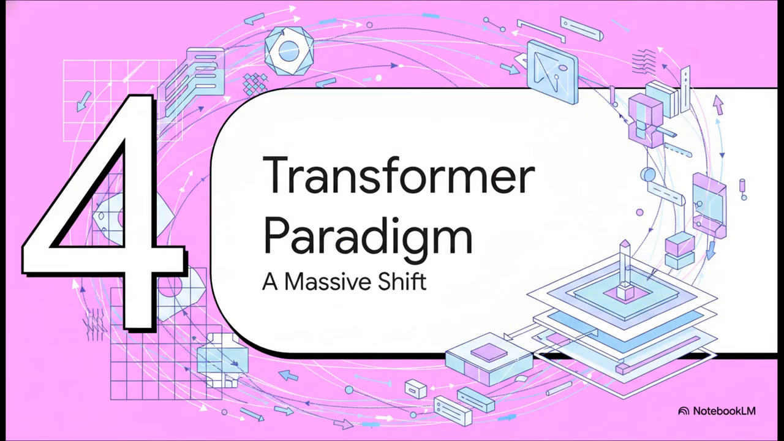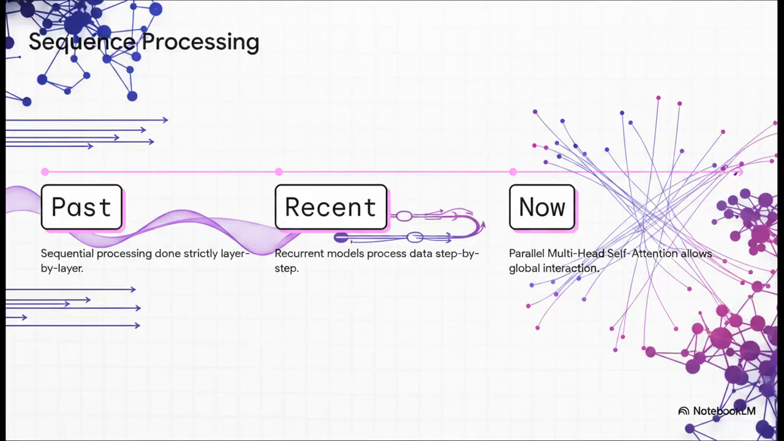All right, moving to section 4, the transformer paradigm shift. For years, that convolutional sliding window we just explored was the undisputed king of computer vision. No question. But if we briefly trace the timeline of sequence processing, like in natural language, networks historically process data sequentially, layer by layer or word by word using recurrent models. A very linear progression. But then, the paradigm shifted massively with the introduction of parallel multi-head self-attention.